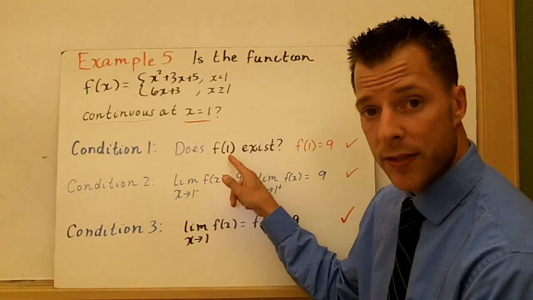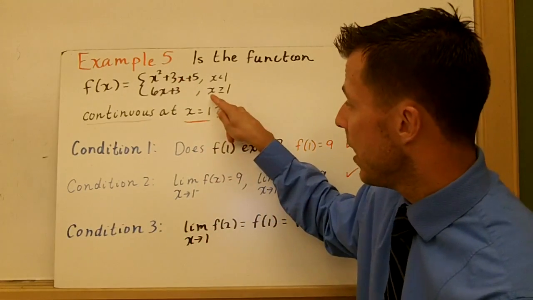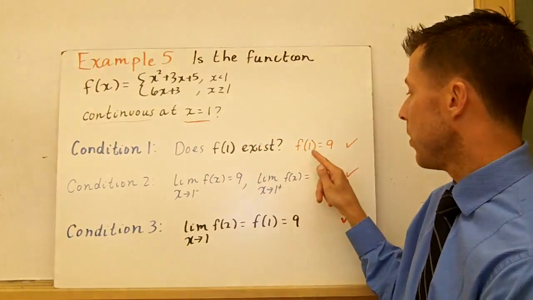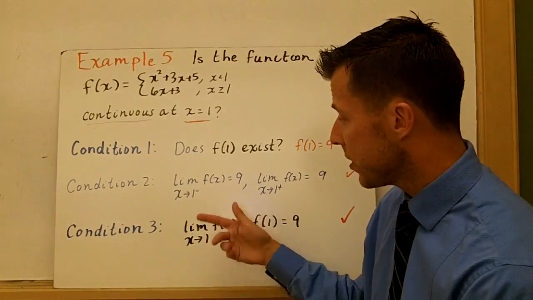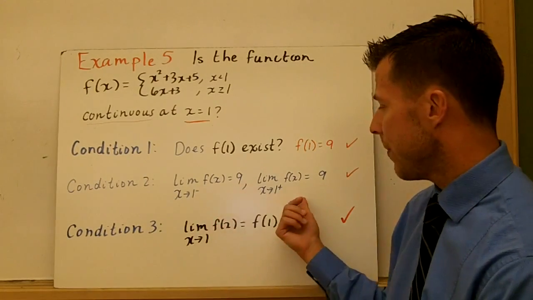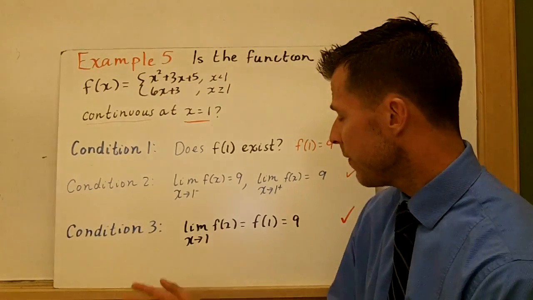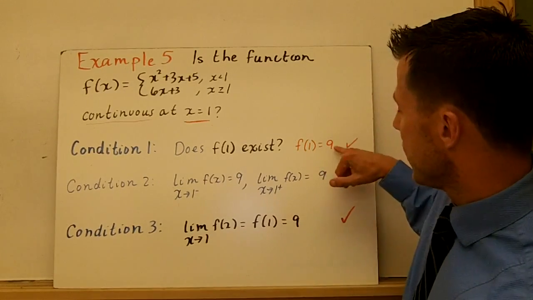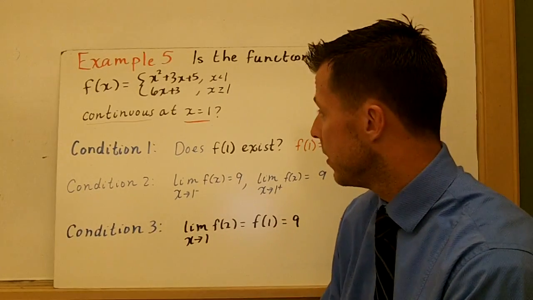Let's see. Does f of 1 exist? Meaning, can one of these two equations include 1? And the answer is yes. In the second linear equation here, x is greater than or equal to 1, so I can plug 1 in and I get 9. So f of 1 exists. Does the limit exist as we approach that? Yes, it does. The limit happens to be from the right and left also equal to 9. And finally, does the limit of f of x approaching 1 equal f of 1? That's true. We see that they're both 9. So condition 3 is met.